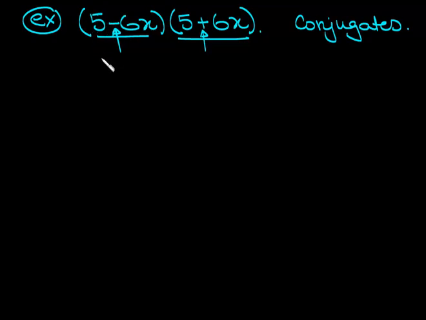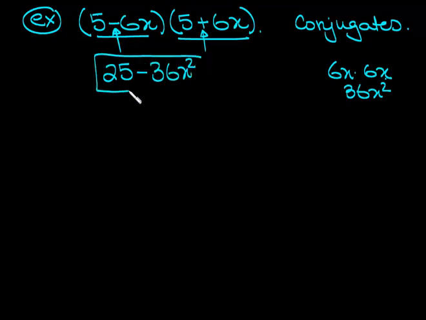So what is 5 times 5? Get 25, and put a minus sign and square the second number. What is 6x times 6x? So you have 6x times 6x. You get 6 times 6 is 36. X times x is x squared. And you can see how easy that is to do if you recognize that these are conjugates. Okay, so please remember that.